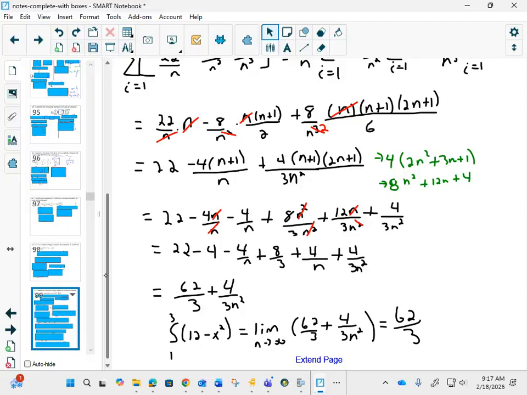The definite integral is the limit as n goes to infinity of the Riemann sum, and we simplified the Riemann sum to be 62 over 3 plus 4 over 3n squared. Of course, if you plug in n as infinity, that 4 over 3n squared will be 0. And our final sum is 62 over 3.